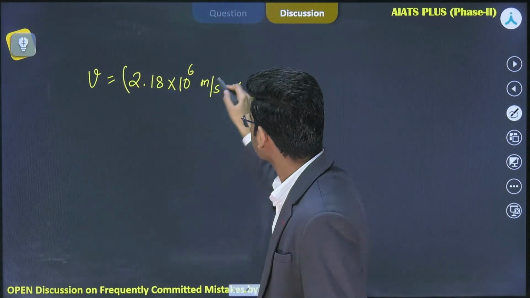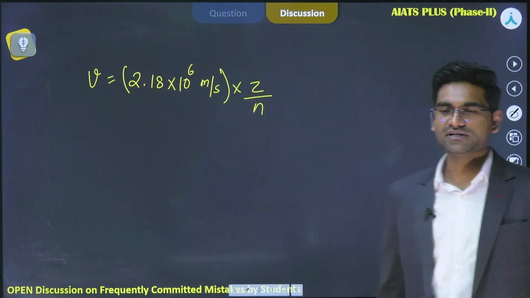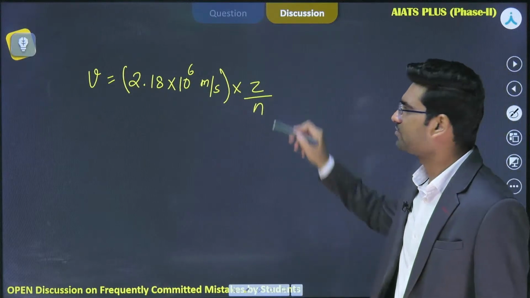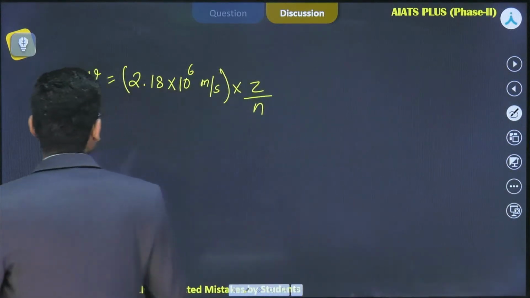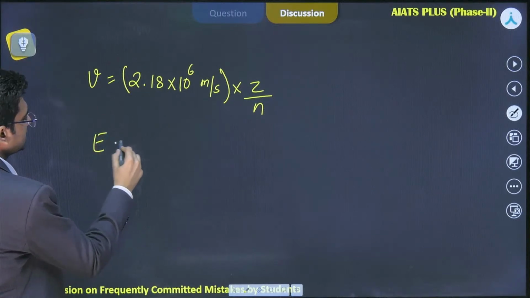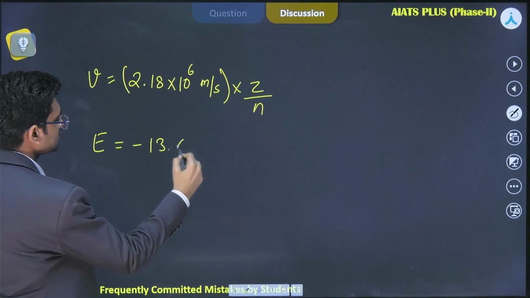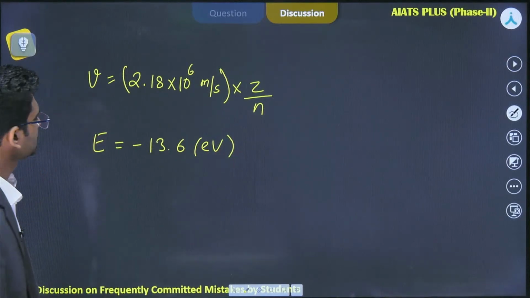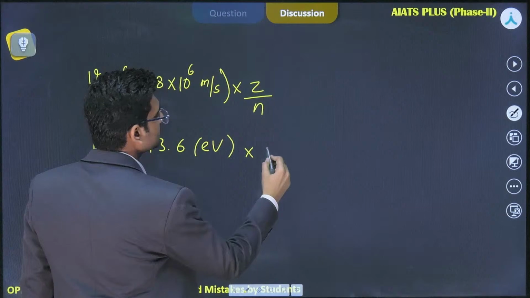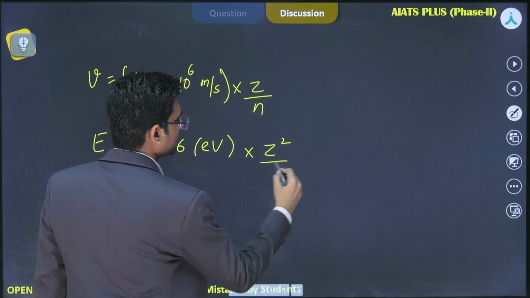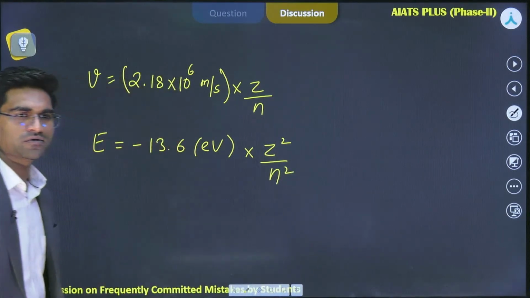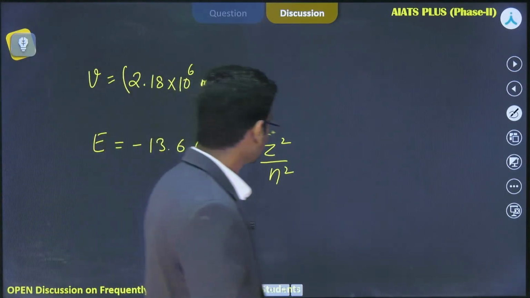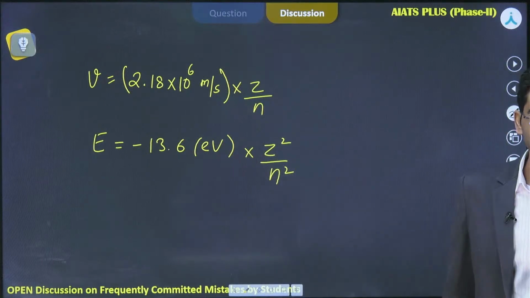As you can see, this speed is huge, right? This speed is quite huge. 2.18 into 10 raised to power 6 meter per second, Z by N. What about the energy? So E is equal to minus 13.6. Again, unit is important, that is electron volt, not in joule, okay? This is in electron volt into Z square divided by N square. So these are the formulas which you have to remember.